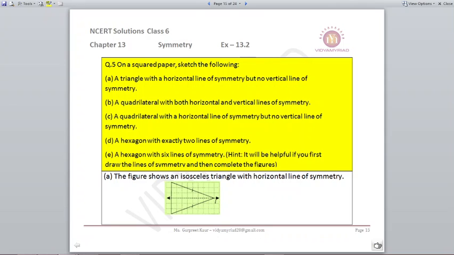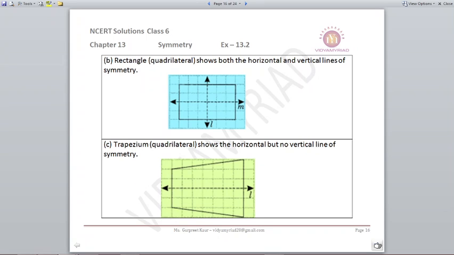Then a quadrilateral with both horizontal and vertical lines of symmetry. Yes, in the case of a square, in the case of a rectangle, I can draw the center, the standing and the sleeping line. Then in case of a trapezium, it shows that a horizontal line can be there, but there cannot form any vertical line because of the parallel line difference, because one pair of sides is equal and the other pair of sides is not equal.